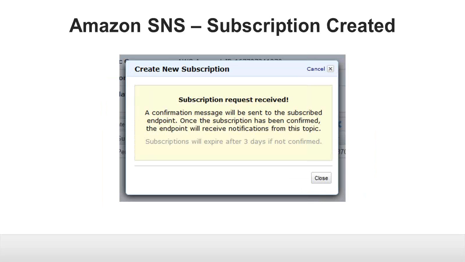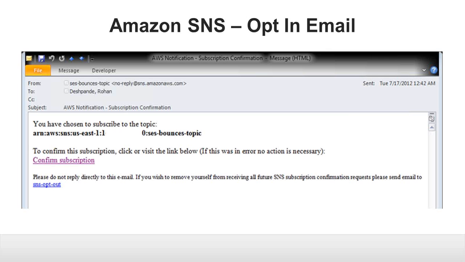Amazon SNS displays a confirmation dialog indicating that it sent a message to the email address that was defined as the endpoint. This is to ensure that the email address is valid and confirm that the recipient requested notification delivery to that address. Click Close and check the recipient's inbox.